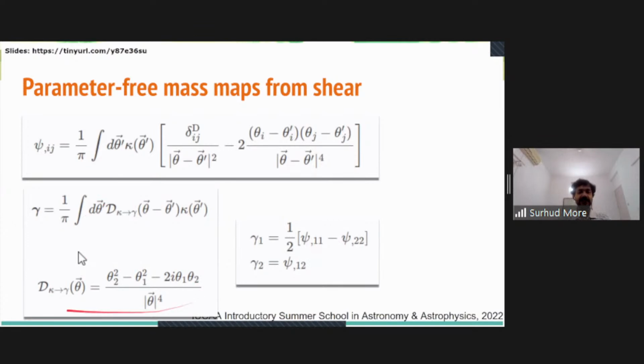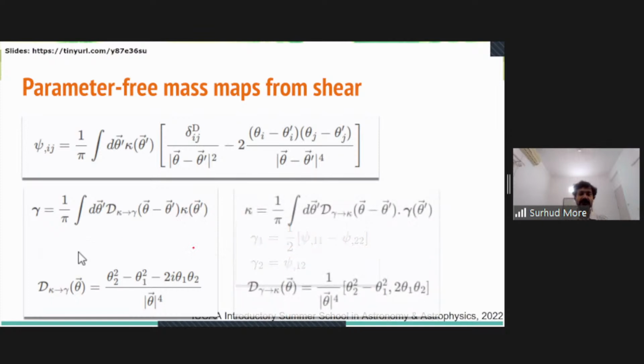Now, given that the relation in Fourier space for gamma and kappa looks fairly similar, you can also expect the relation in real space between kappa and gamma to also look similar. And that's exactly what happens. So the only things that change: theta 2 square minus theta 1 square remains the same. Instead of minus 2i theta 1 theta 2, we just have 2 times theta 1 theta 2. Okay? Remember, I've written this as a vector. I could have easily written theta 2 square minus theta 1 square plus i 2 theta 1 theta 2. It's the same thing.